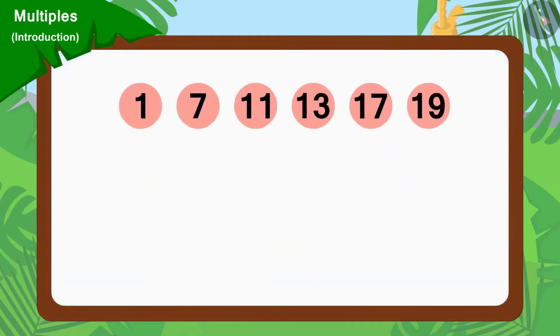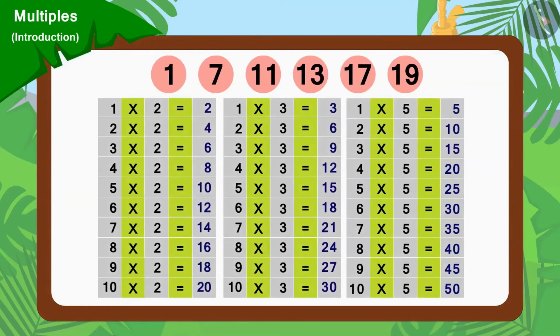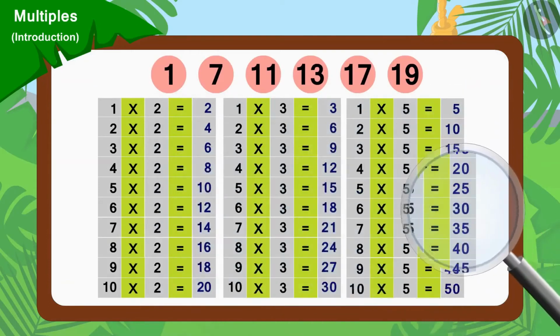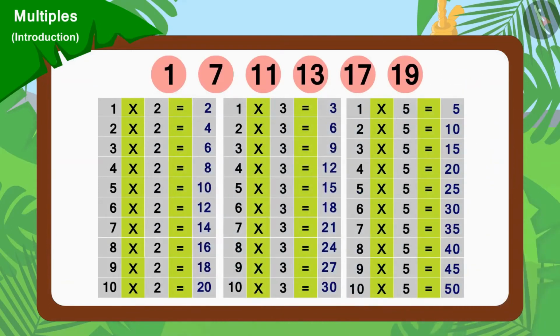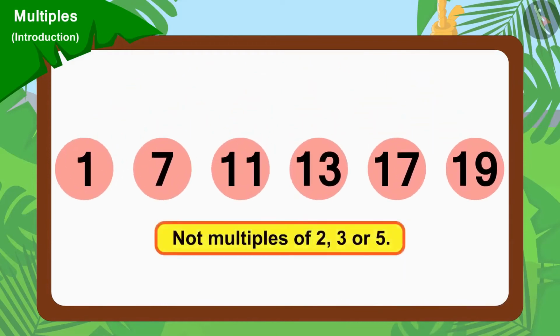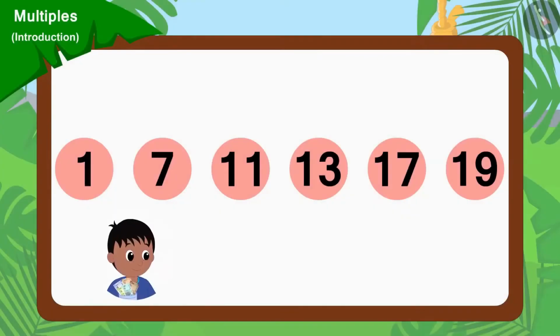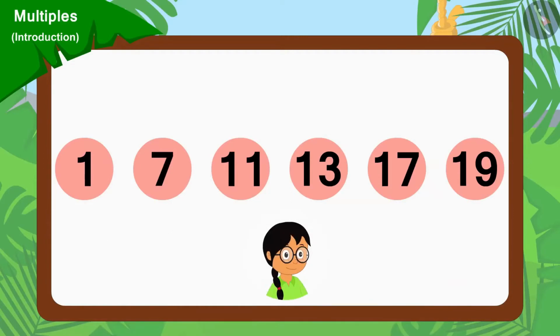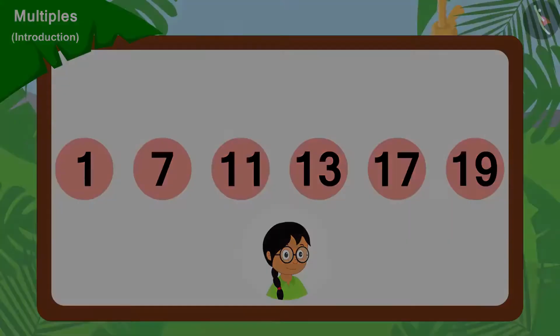This is because these numbers cannot be divided by any of the numbers 2, 3 or 5. Therefore, we can say that these numbers are not multiples of 2, 3 or 5. As none of Raju, Pinky and Bablu were able to go to these houses, they took Meenu's help and asked her to collect donations from those houses.